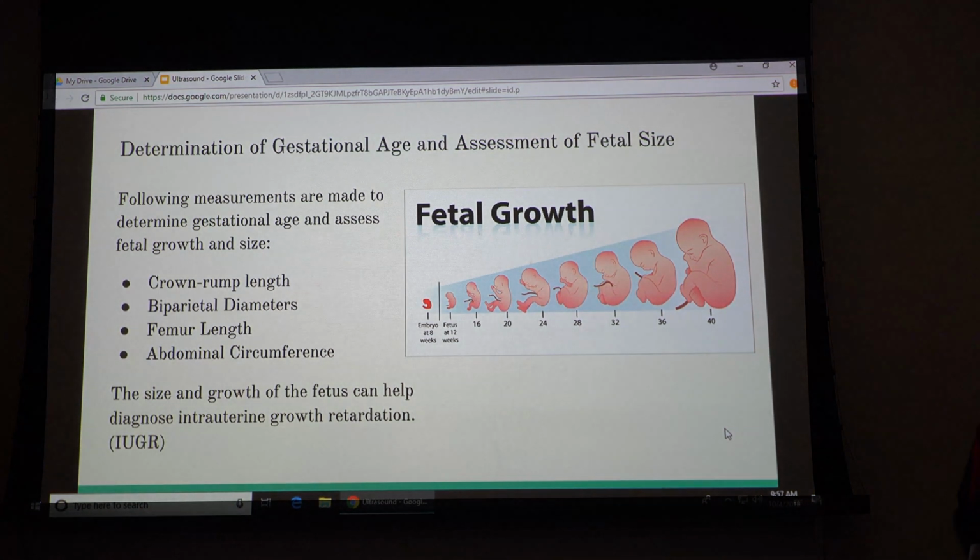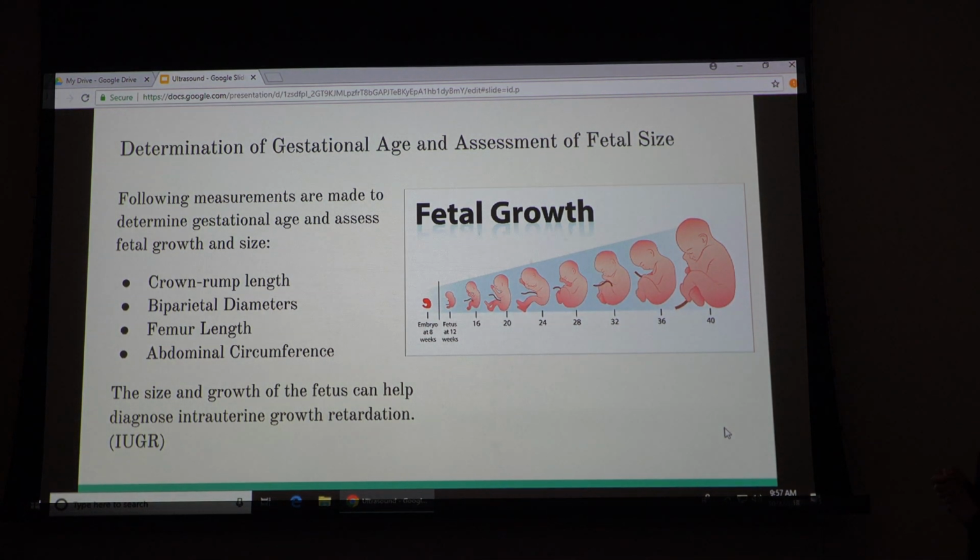So next is the determination of gestational age and assessment of fetal size. So there are measurements made for these determinations. Some of the measurements are the crown to rump length, the biparietal diameters, the femur length, and the abdominal circumference. And the size and growth of the fetus can help diagnose intrauterine growth retardation.